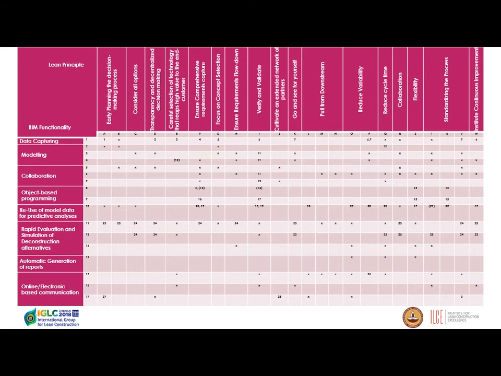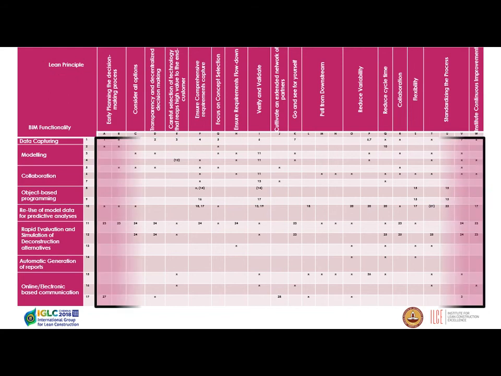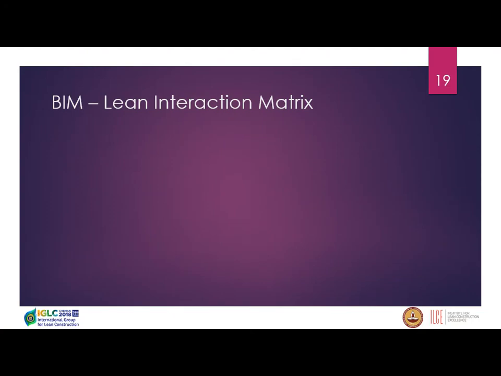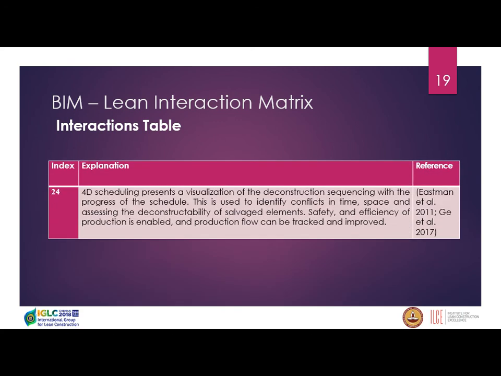So here is the matrix table. You can witness the BIM functionalities and the lean principles. And here are the interactions. Afterwards, for each number that was mentioned in the cell, there is an explanation of this interaction.